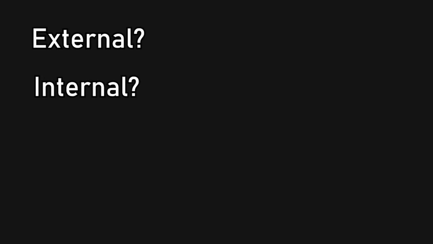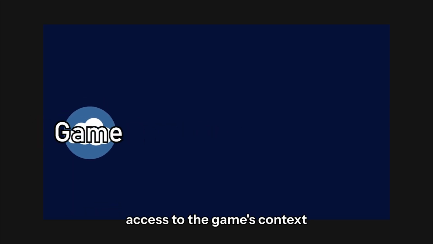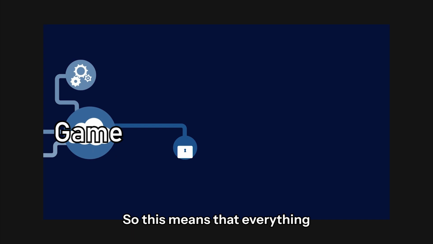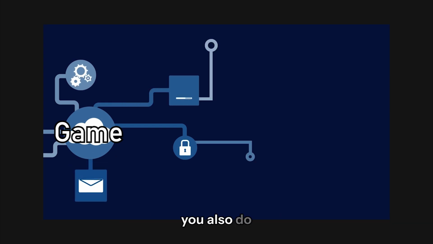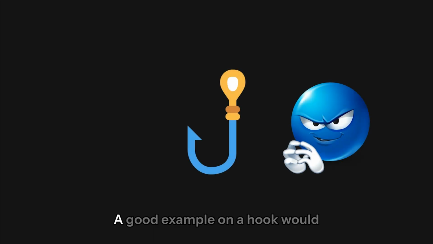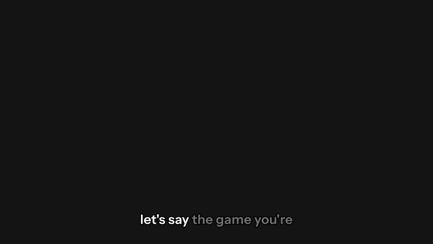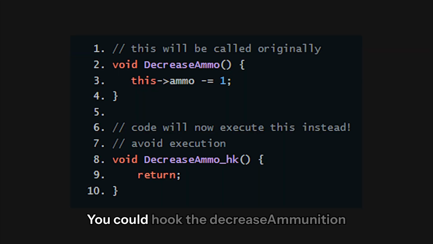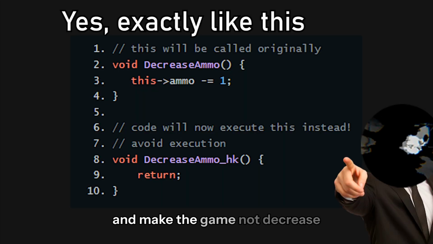What should I choose? External or internal? Internals give you full memory access to the game's context. So this means that everything the game has access to, you also do. You can call functions to perform tasks. You can abuse hooking to redirect functions to your own. A good example of a hook would be, let's say the game you're trying to make a cheat for has the function decrease ammunition. You could hook decrease ammunition and make the game not decrease your ammo by simply hooking and not allowing the function to execute.